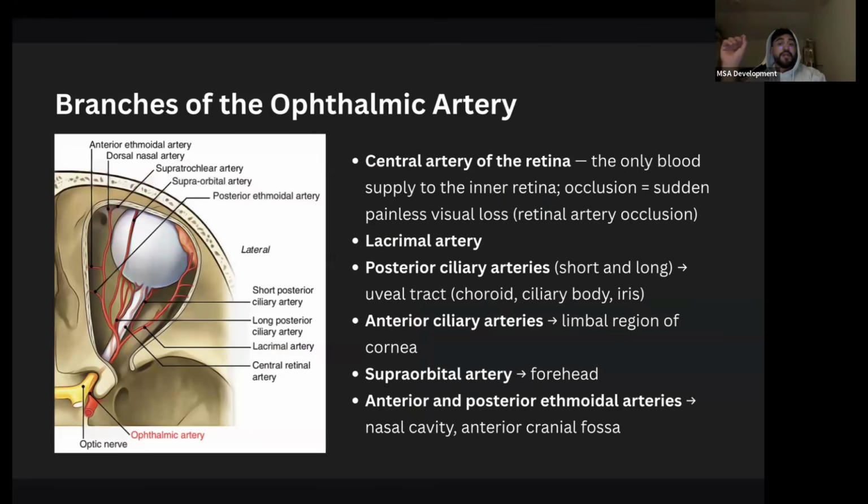What are the branches of the ophthalmic artery? First of all, we have the central artery of the retina. This is very important because it's the only blood supply to the inner retina. If it gets occluded, which means blocked, you'll have sudden painless vision loss. Okay? You'll have the lacrimal artery, the posterior ciliary artery, the anterior ciliary artery, the supraorbital artery, and the anterior and posterior ethmoidal arteries. Okay?